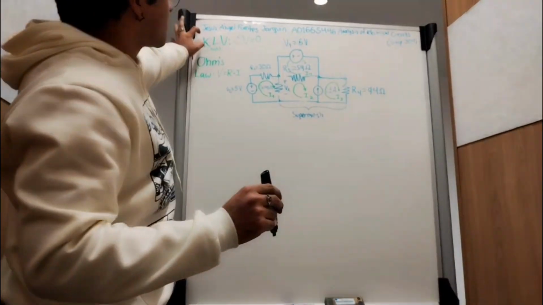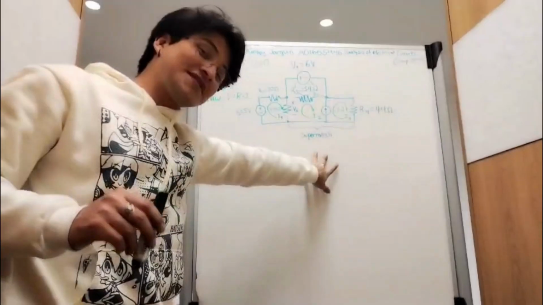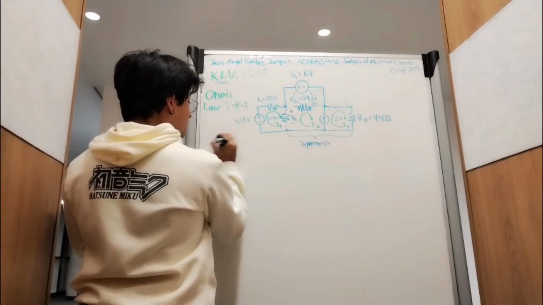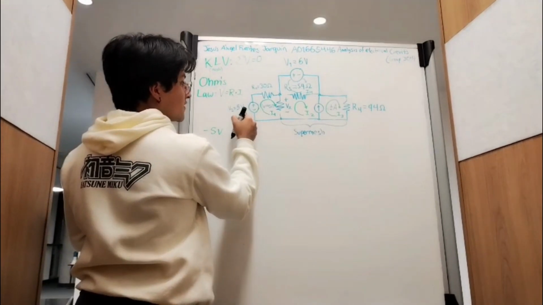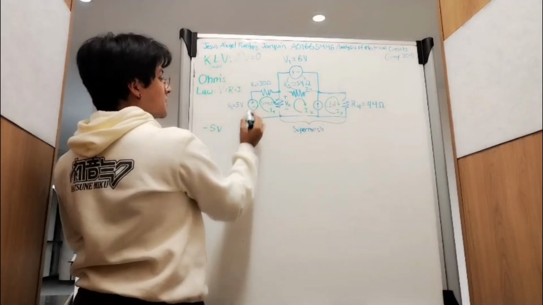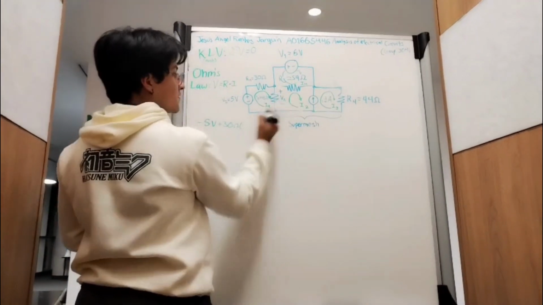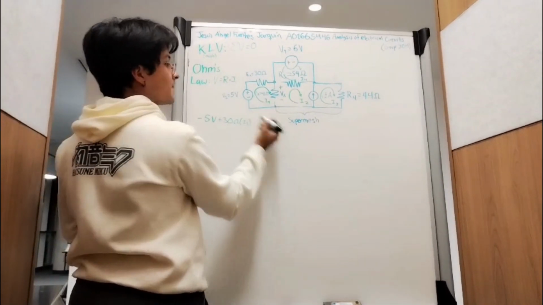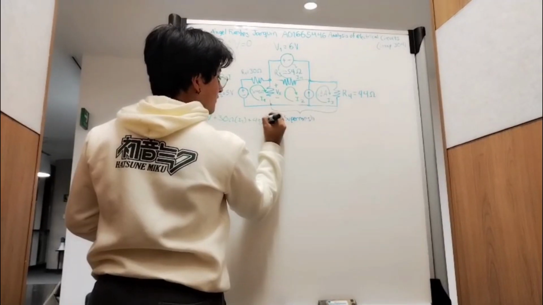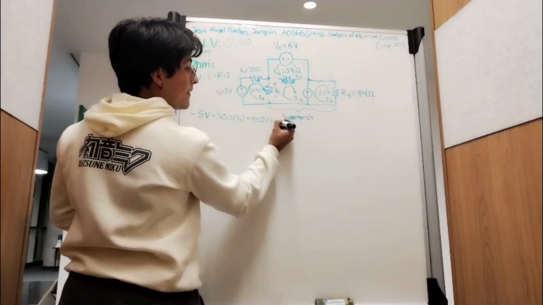So first we need to apply Kirchhoff's law of voltage to each one of these meshes and a special interaction with the supermesh. So the first one is going to be minus 5 volts because of how the polarization works here. If this was reversed, we would be working with a positive 5 volts. So minus 5 volts plus 30 ohms times I1 because it is the current going through this mesh, plus 45 ohms times I1 minus I2.